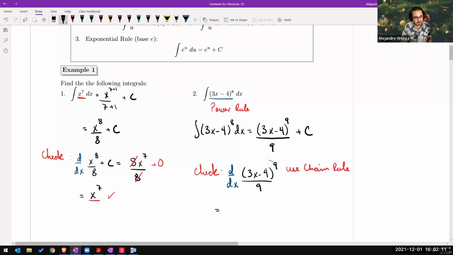So we would bring down the 9 times the inside, which stays the same. Take away 1 from the power. The whole expression here was being divided by 9, so we can cancel this. Okay, so it's looking good.